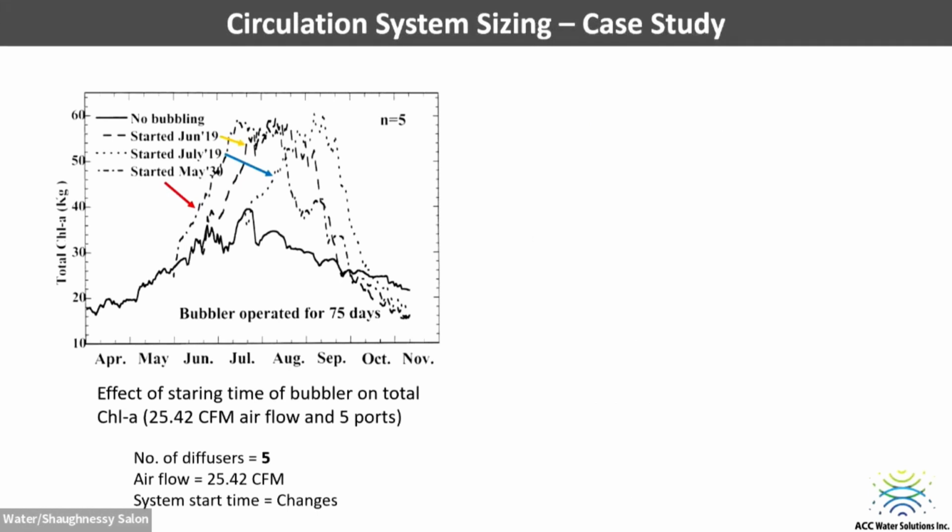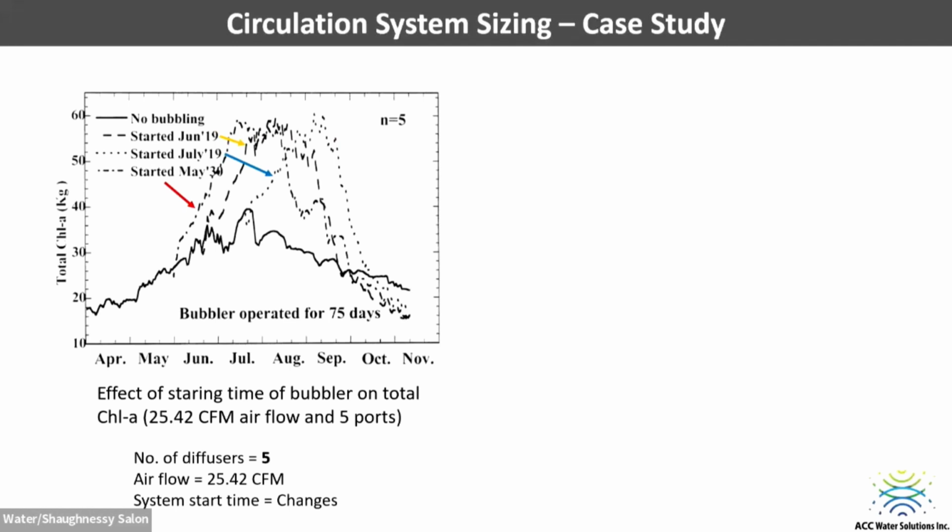This is another one, and now they are focusing on time. With 5 diffusers, the airflow is constant, but the system start time changes. One thing with aeration is that you want to start aerating your water body before the problem develops. You want to start as soon as spring hits, like April, May, so there is no chance that algae will develop. Once algae or any problem is there, it's very difficult to get rid of it. So if we talk about start times in June or July, yeah, June, July, and May.